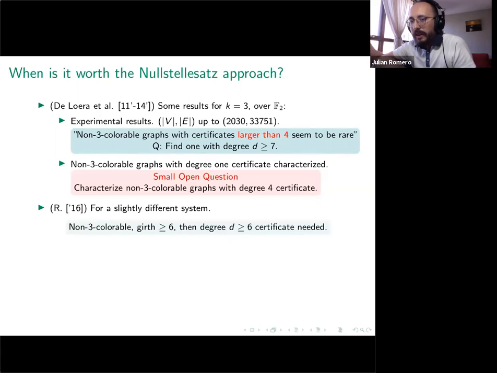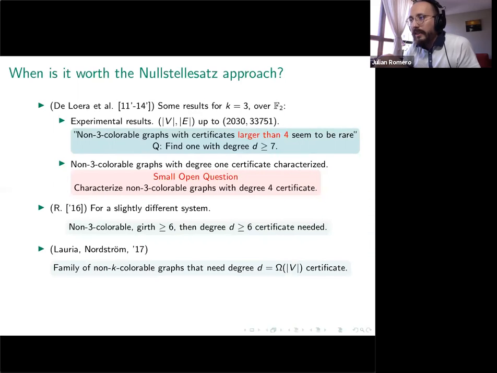This required looking at the matrices and trying to see some pattern in them. But it was quite hard to generalize this for general instances. And then 2 years later, Lauria and Nordström showed that they could find a family of non-k-colorable graphs that needed large certificates.